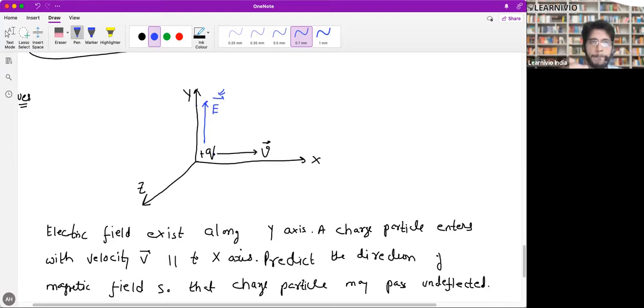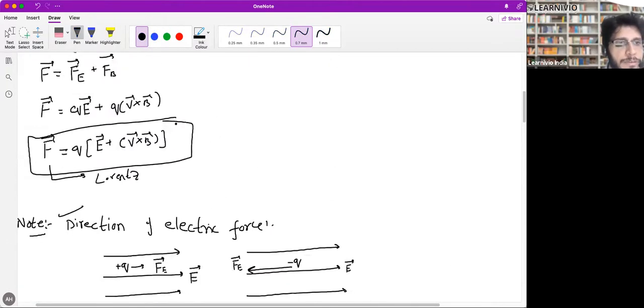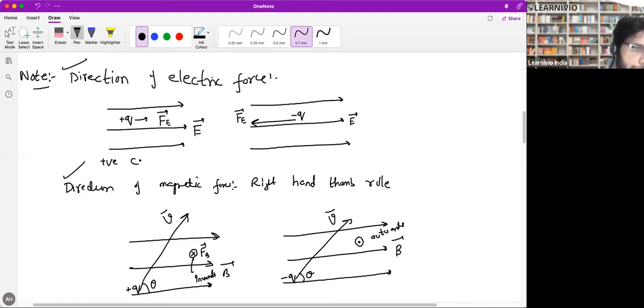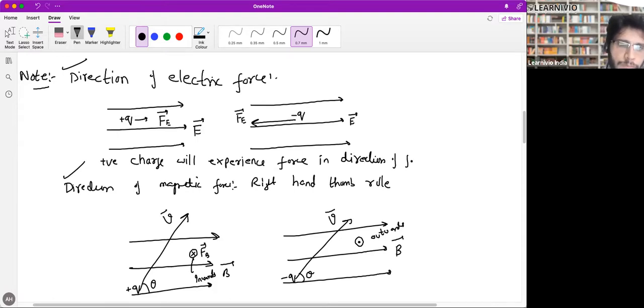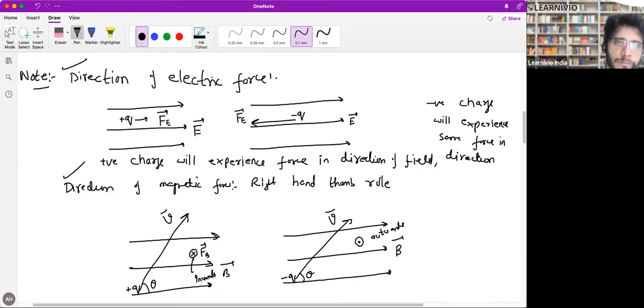Okay, I'm writing this complete statement. So positive charge will experience force in direction of field, negative charge will experience same force in direction opposite to field. So if you have a positively charged particle, then direction of force is same as that of electric field. For negatively charged particle, it's opposite to that of electric field.